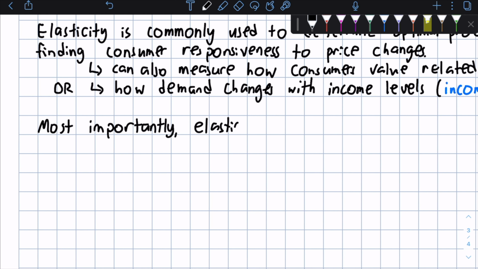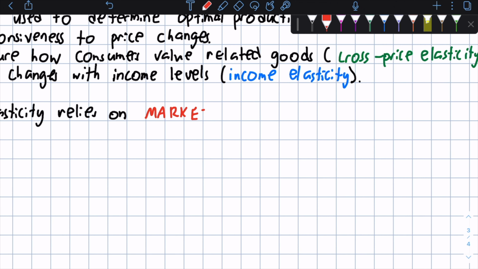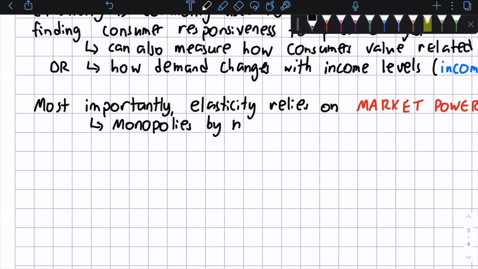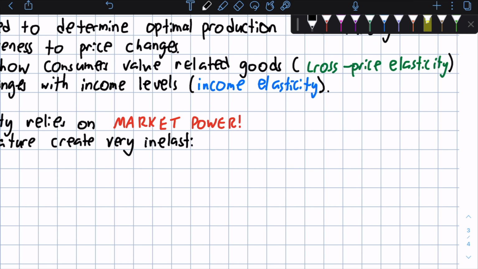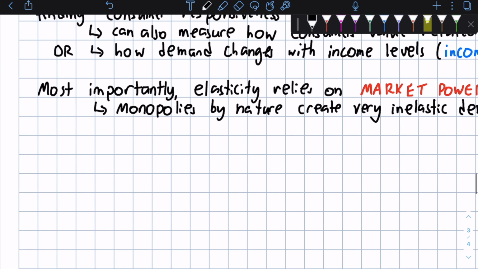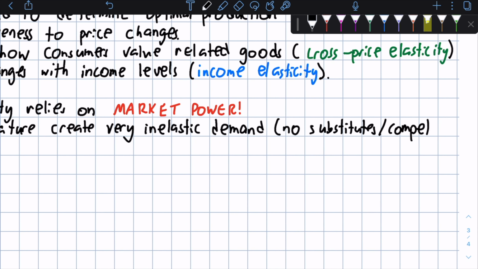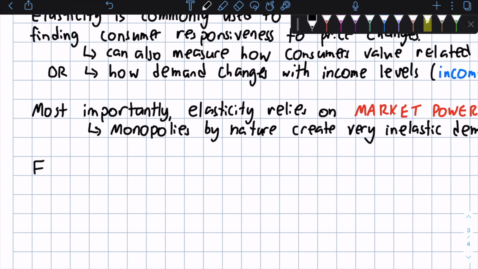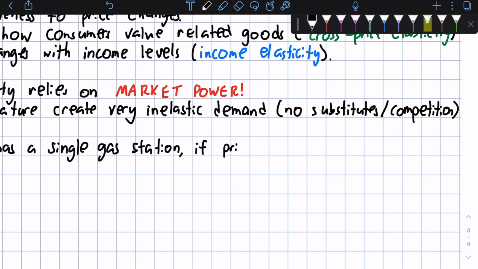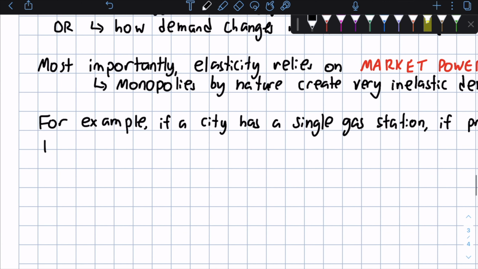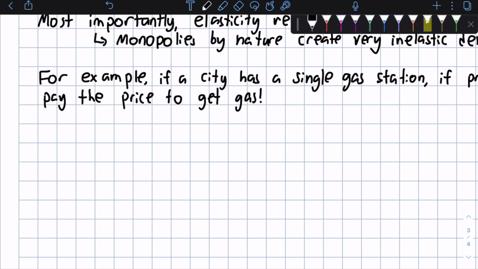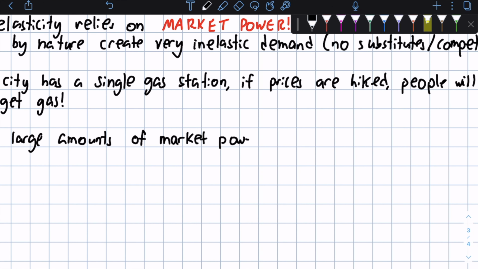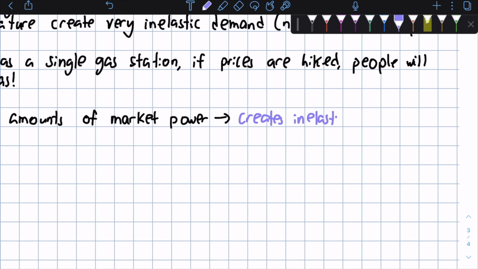And most importantly, elasticity relies on market power, and this is what we talked about in the monopoly lesson. Monopolies by nature create very inelastic demand, and this is by construction. For example, a city has one gas station, prices are hiked, and people will still pay the price to get gas because it's the only place. So monopolies exhibit large amounts of market power, and therefore this creates an inelastic demand curve.